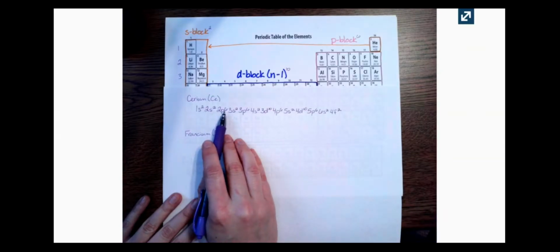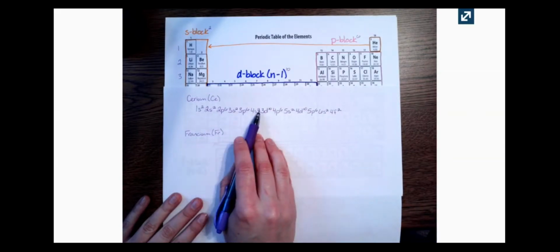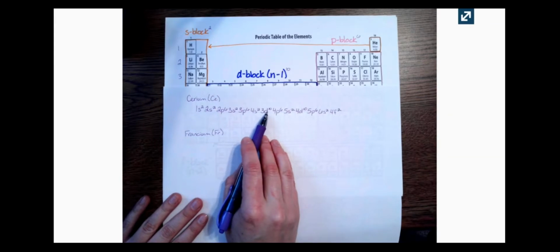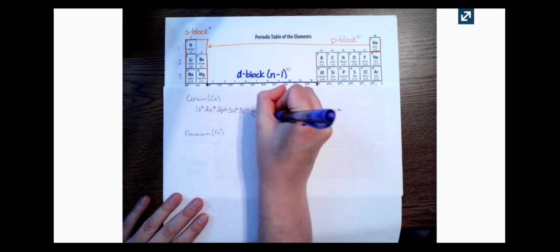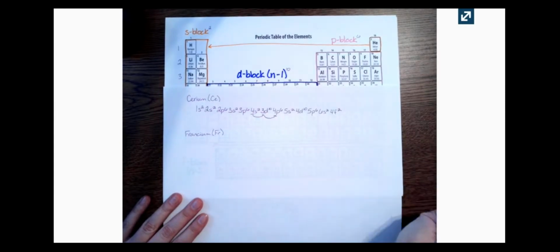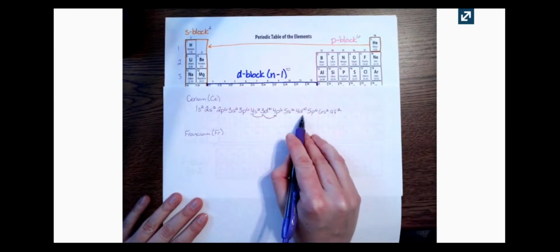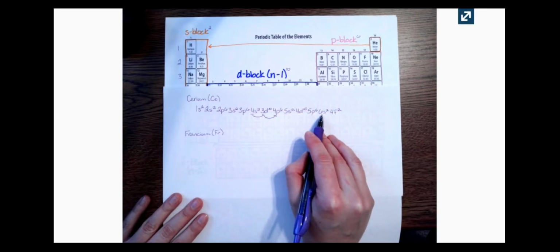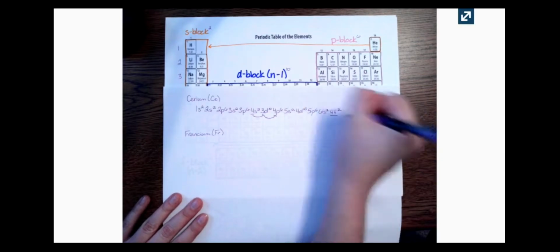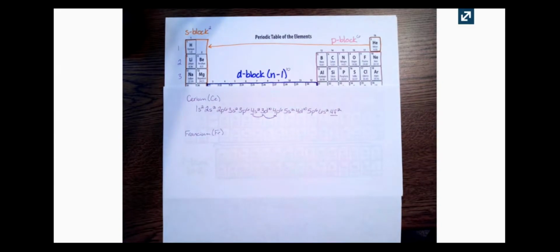1s2, 2s2, 2p6, 3s2, 3p6, 4s2, 3d10. Remember, subtract that one number. Okay, but then it bounces right back up for the next one. Okay, and then 5s2, 4d10, 5p6, and then 6s2, and then we go to the 4f block. Okay, so that is the electron configuration for cerium. So now let's go ahead and do francium.